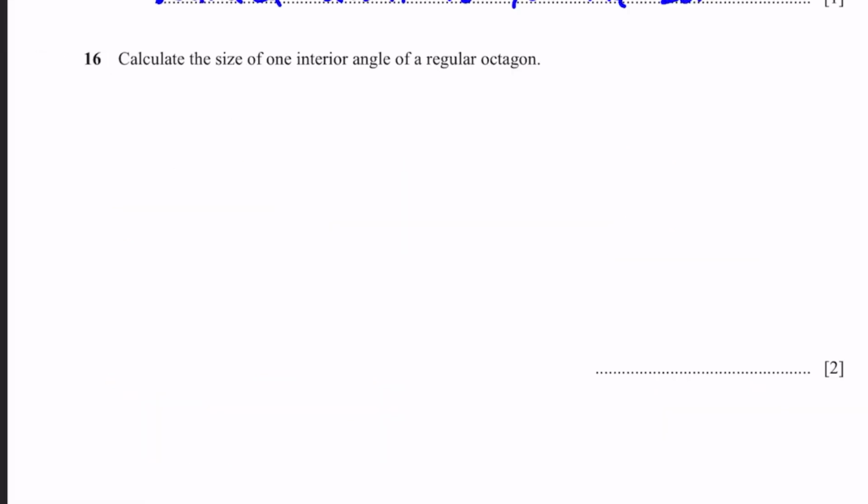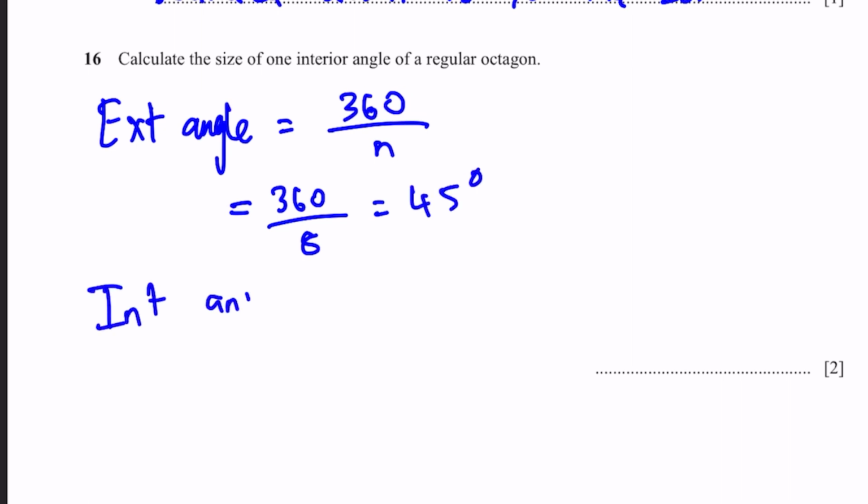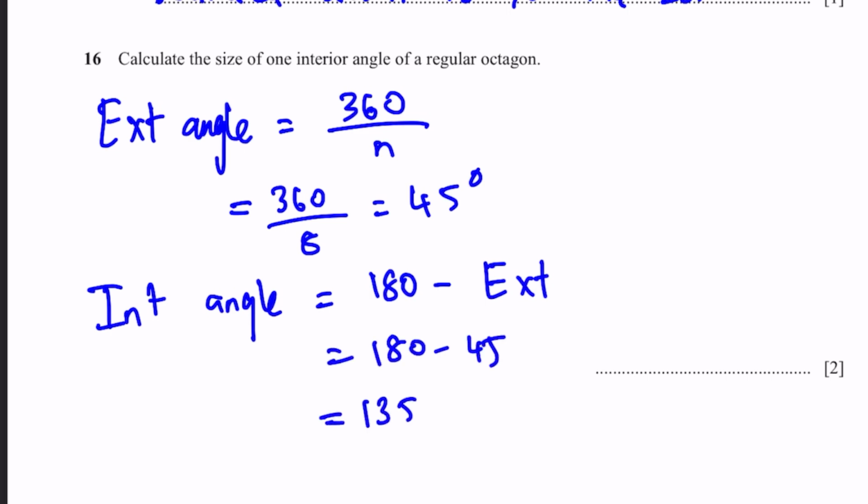Question 16, calculate the size of one interior angle of a regular octagon. To do that, we find the exterior angle. So the exterior angle is equal to 360 by n, where n is the number of sides. And in this case, an octagon, 8 sides. So, which is equal to 360 by 8, which is equal to 45 degrees. And then the interior angle is 180 minus exterior angle. And that's 180 minus 45, which is equal to 135 degrees. That's the answer. Don't forget the unit.